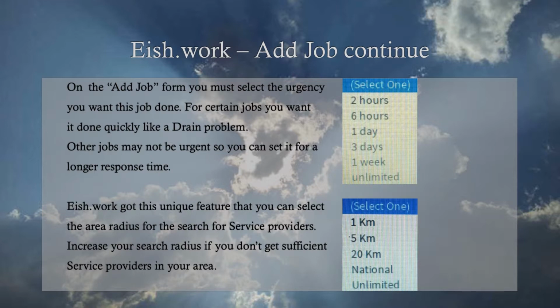On the Add Job form, you must select the urgency you want this job done. For certain jobs, you want it done quickly, like a drain problem. Other jobs may not be urgent, so you can set it for a longer response time. Ish.work has this unique feature that you can select the area radius for the search for service providers. Increase your search radius if you don't get sufficient service providers in your area.